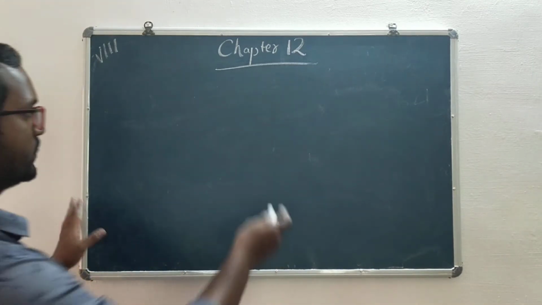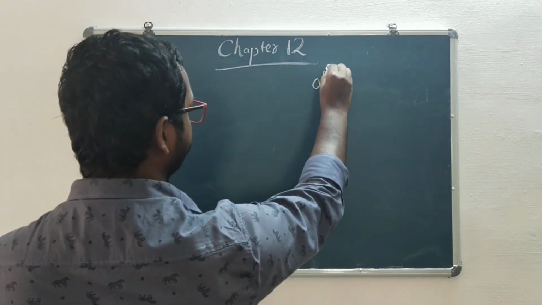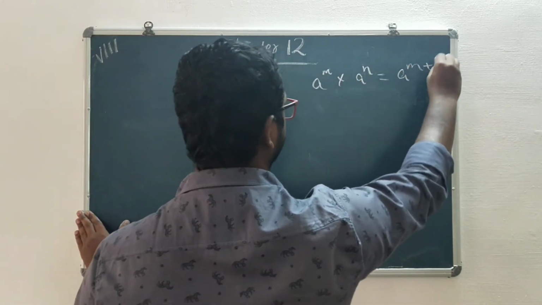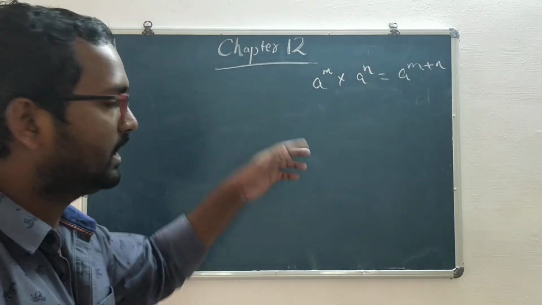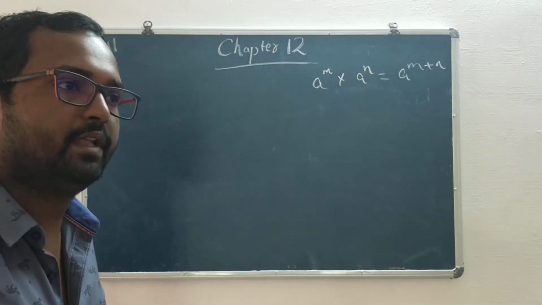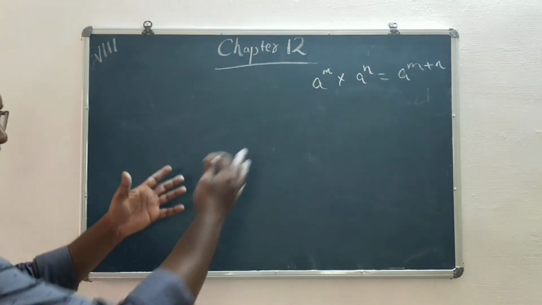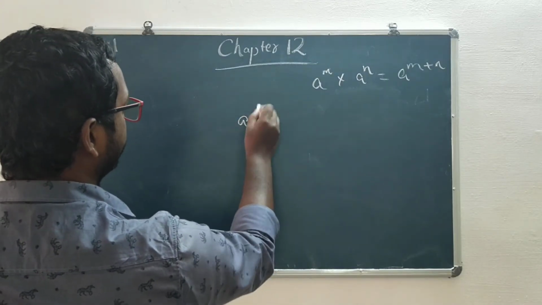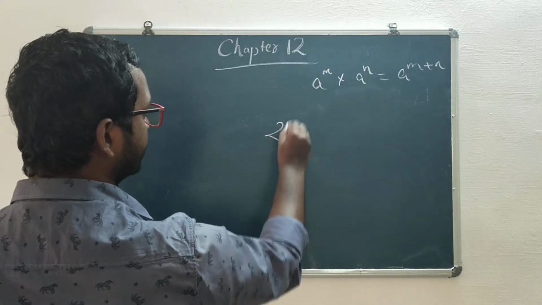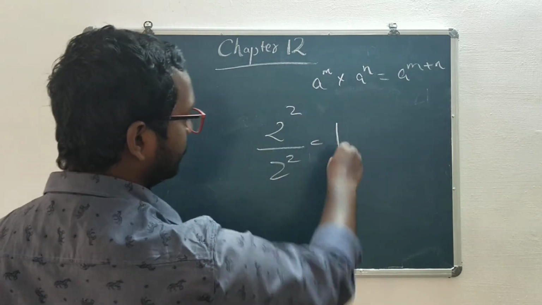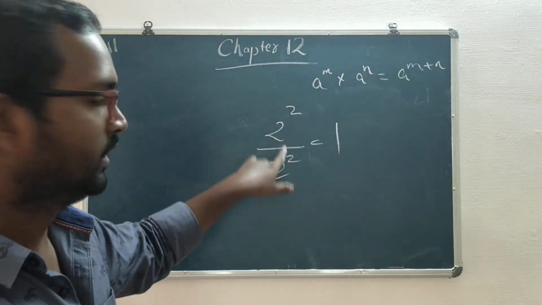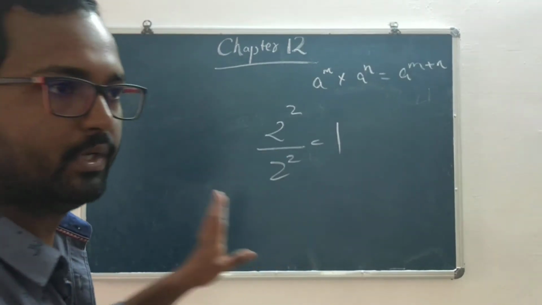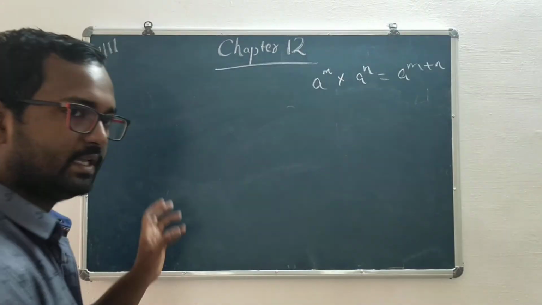Now we saw this formula, which is a power m into a power n, we will get a power m plus n. This is for multiplication purpose. Similarly, what will happen if there is a division of same base with different powers? If it is same power, you already know the answer. 2 power 2 divided by 2 power 2 is going to be 1. 2 power 2 is 4, 4 divided by 4, 1.